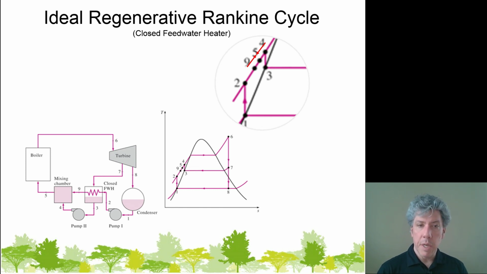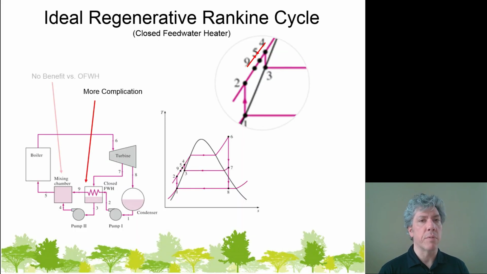Now the cost, of course, is more complication. We have to have a more expensive device than a mixing chamber. We need a heat exchanger. That's more expensive. It's also more expensive to maintain. But we could do this. Now you look at this and you might say, well, this really doesn't give us a whole lot of benefit over the open feedwater heater. And you'd be right, because it really doesn't raise the average temperature much by comparison for the extra cost. Why on earth would we do this?